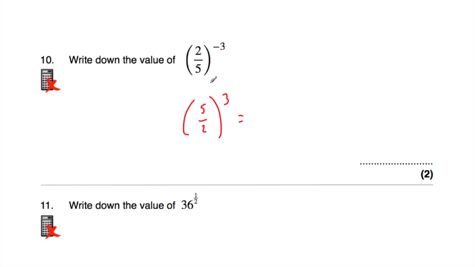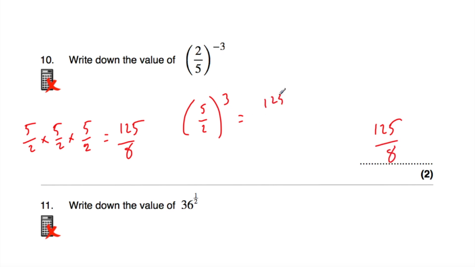So it'd be 5/2 times 5/2 times 5/2. And 5 times 5 times 5 is 125, and 2 times 2 times 2 is equal to 8. So the answer would be 125 over 8. Or another way to do that would be just to cube the 5, which is 125, and to cube the 2, which is 8. And that's it.